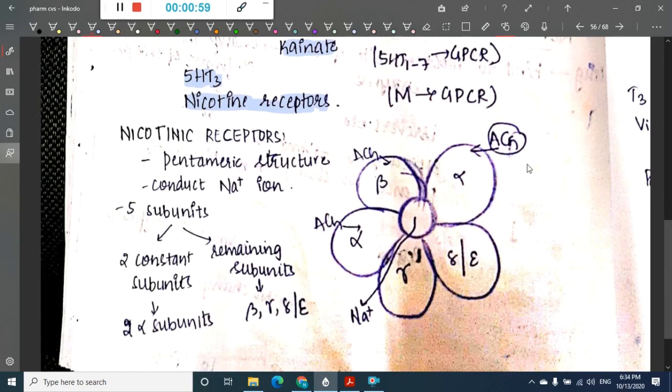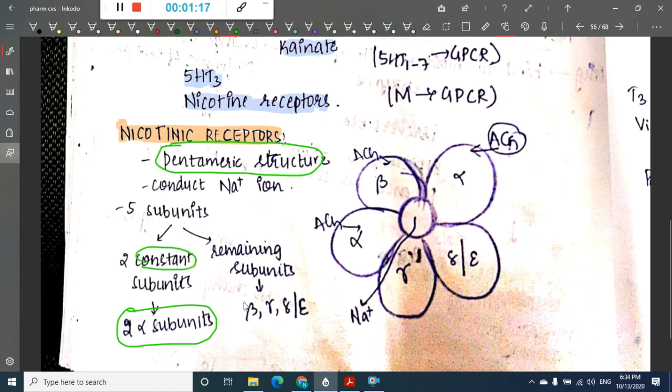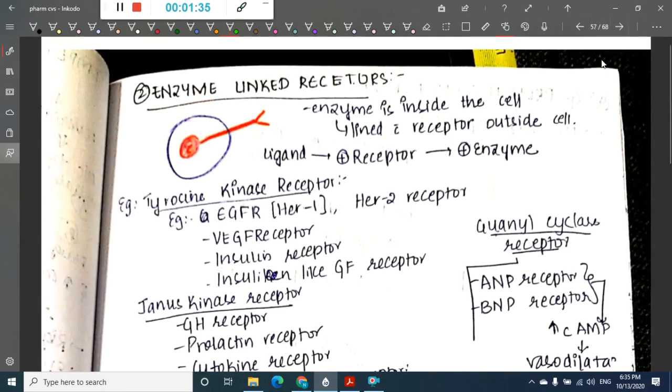First we will see nicotinic receptors. In the nicotinic receptors we have something called a pentameric structure. Because it has a pentameric structure, that means it has 5 subunits. There are 2 constant subunits, which are the alpha subunits, and the remaining subunits are beta, gamma, delta and epsilon. So we have 2 alpha subunits which are constant, and beta, gamma, delta or epsilon subunits are also present. So it is a pentameric structure. That is the ion gated channel.